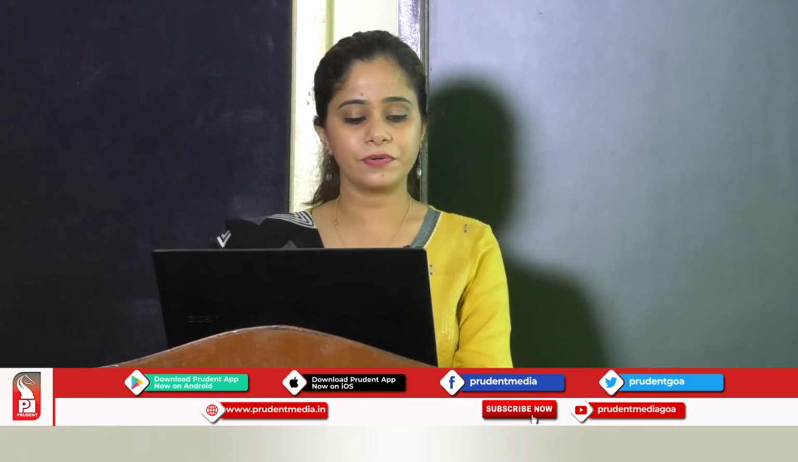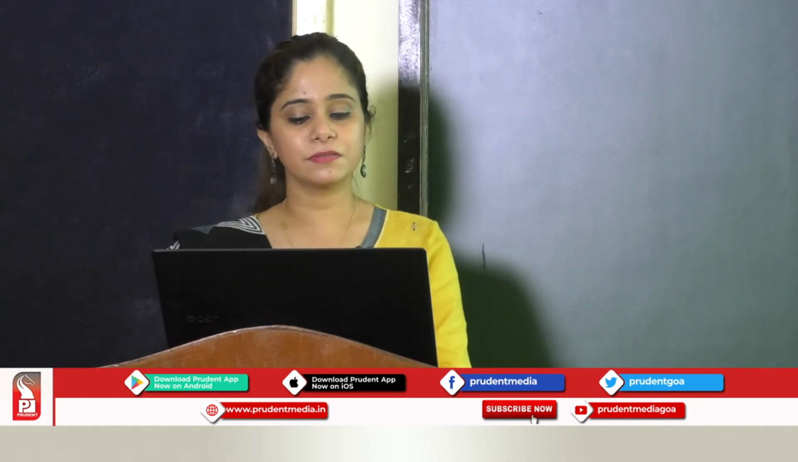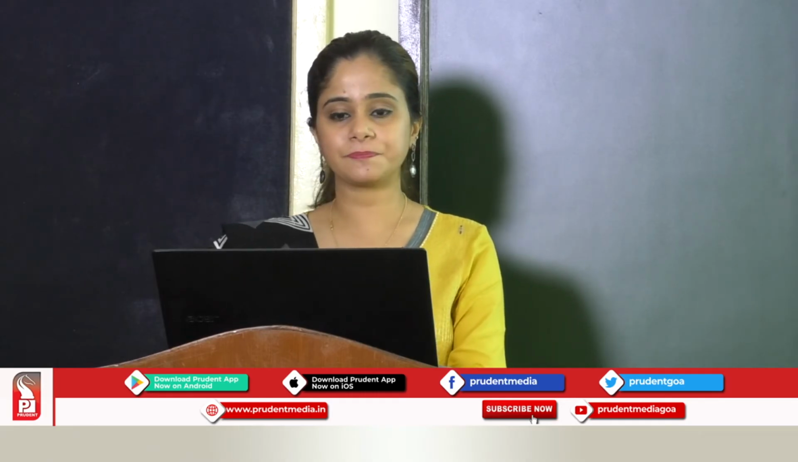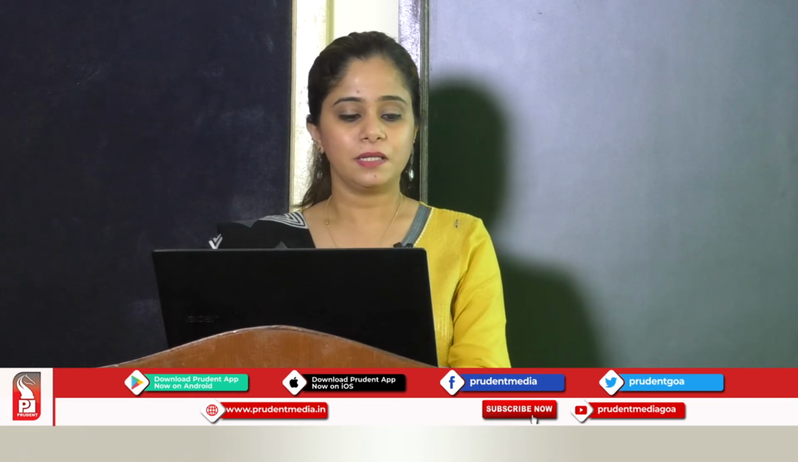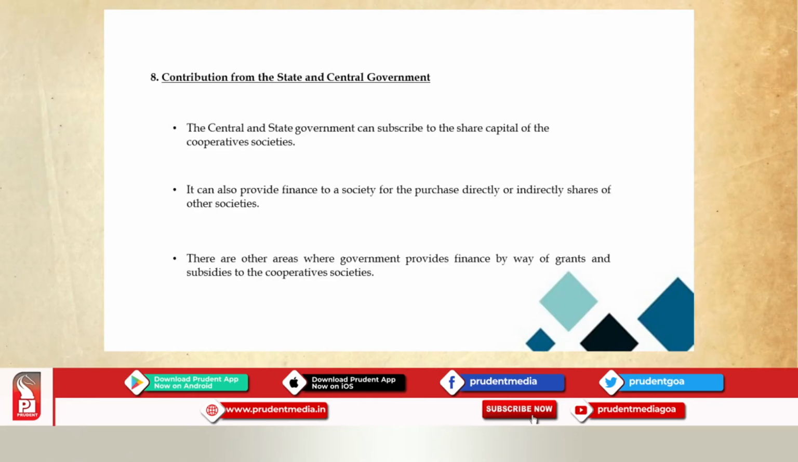So till now we have already learned the issue of shares, entrance fees, and receiving deposits. We have learned raising loans, and donations, grants and subsidies. Now the eighth point is contribution from the state and central government. The state and central government can subscribe to the share capital of the cooperative societies. It can provide for the society to purchase directly or indirectly the shares of the society. There are other areas where the government provides finance by way of grants and subsidies to the cooperative society.